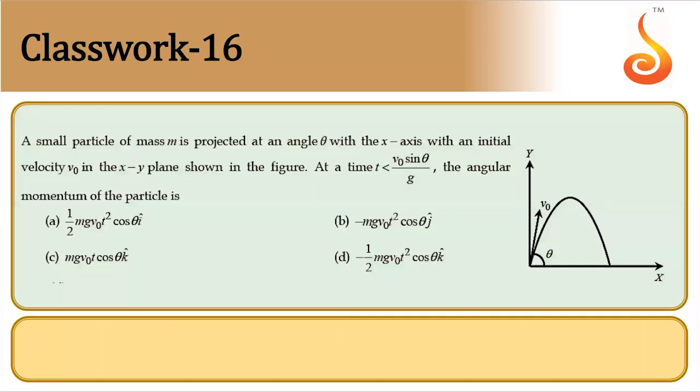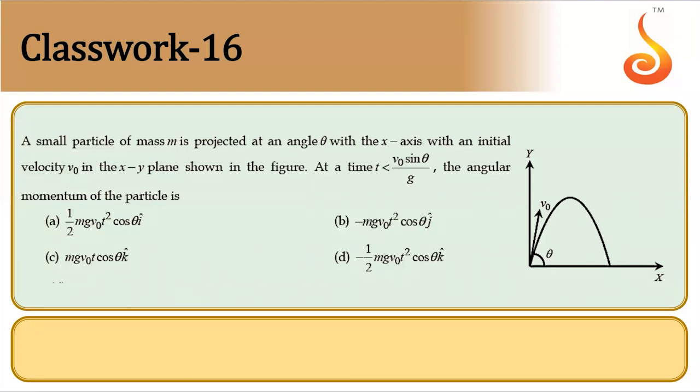A small particle of mass m is projected at an angle theta with the x-axis with an initial velocity v0 in the xy plane as shown in the figure. At a time t less than v0 sin theta by g, the angular momentum of the particle is: half m g v0 t square cos theta i cap, minus m g v0 t square cos theta j cap, m g v0 t cos theta k cap, minus half m g v0 t square cos theta k cap. Note on this, I'll take it to the next slide, solve it.